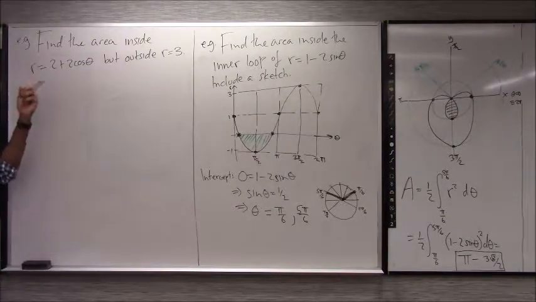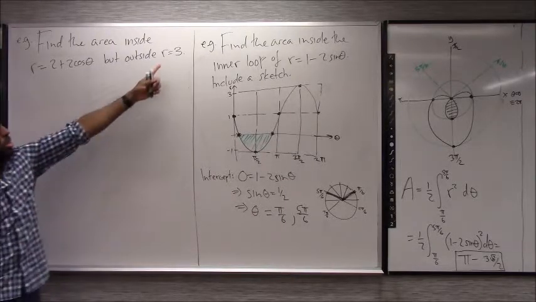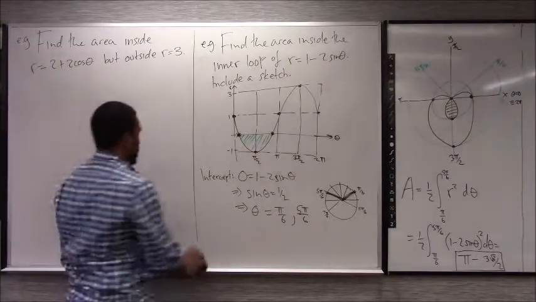This is the one we graph first, right? What kind of curve is that? It's just a circle. Circle, radius 3. Centered at the origin.